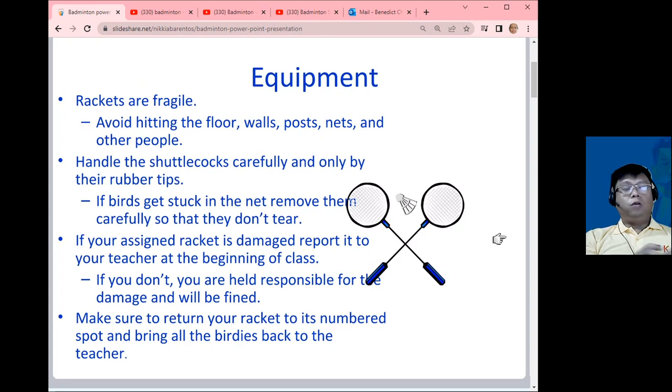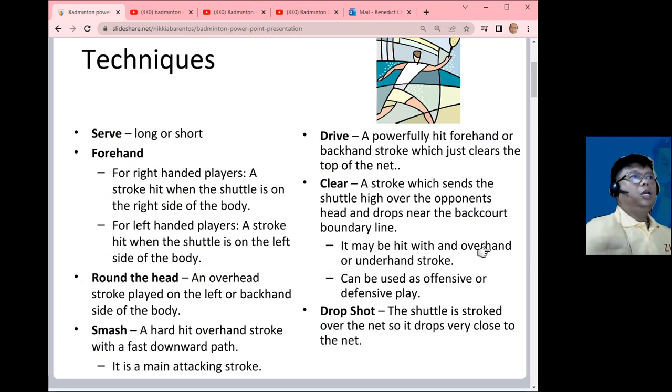Especially when we do this in class or in school, you are going to be bringing your own rackets. But the shuttlecock, we will be the ones providing that to you. So make sure to return your rackets next time when we are in school. Everything that you borrow from us will be your accountability. The equipment that you are going to be borrowing is numbered and you have to bring it back. So what are the different techniques that we are going to be focusing on in the game of badminton?